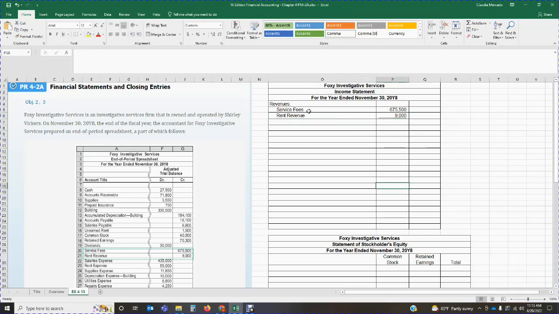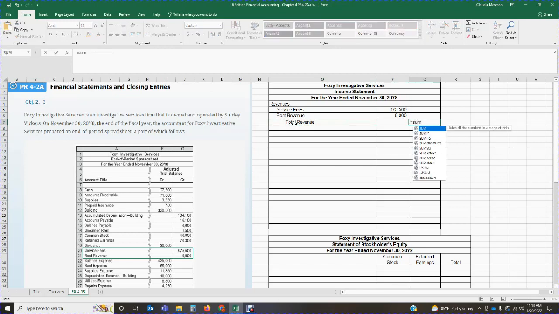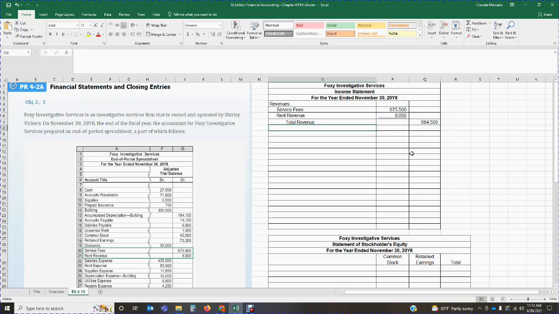So we have service fees of $675,500, and then we have rent revenue of $9,000. So I can get my total revenue. We're going to add those two together, so I've got total revenue of $684,500.